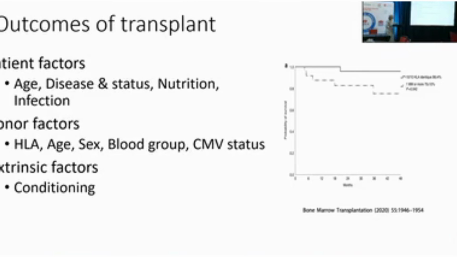So outcomes are very strongly affected by age of the patient, but also age of the donor is very relevant, disease status of the patient, but other things like nutrition and infection are very relevant for our patients. Some of the factors related to the donor include the HLA typing, so as I mentioned, the closer the HLA type, the better the outcome. Also, blood group matching is important, and CMV status is important as well. And then those extrinsic factors I mentioned, such as how strongly we need to get the patient ready for the transplant with things like the conditioning, chemotherapy and radiotherapy.